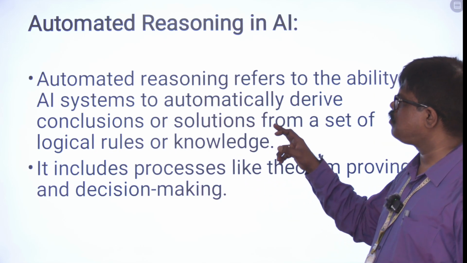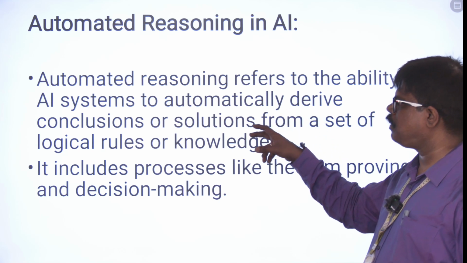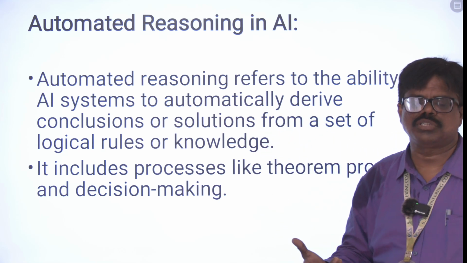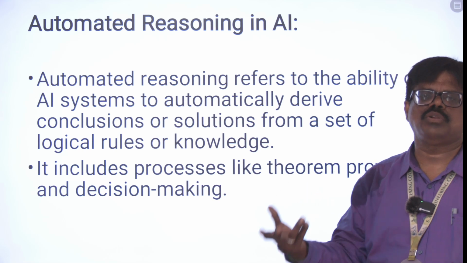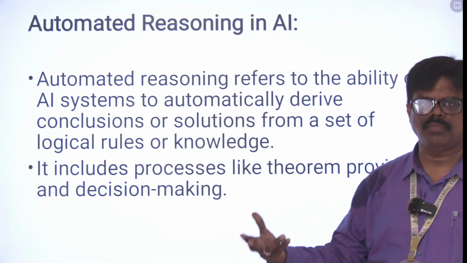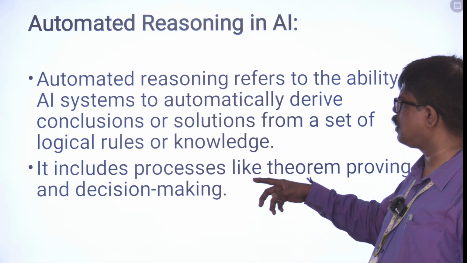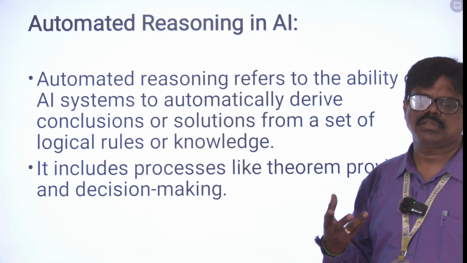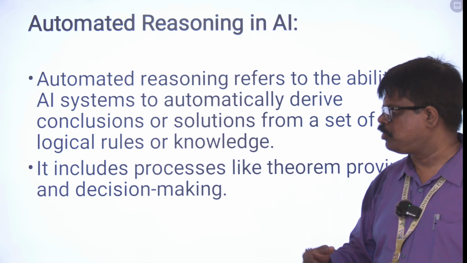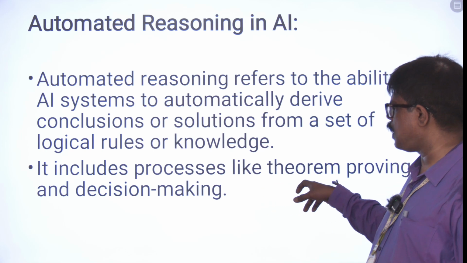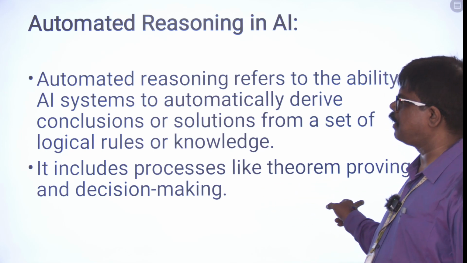Next is automated reasoning in AI. It refers to the ability of the AI system to automatically derive conclusions. Conclusion in the sense of providing solutions to the statement of the problem you are giving. So that is called automated reasoning. It also uses the logical rules of knowledge. It includes processes like theorem proving and decision making.